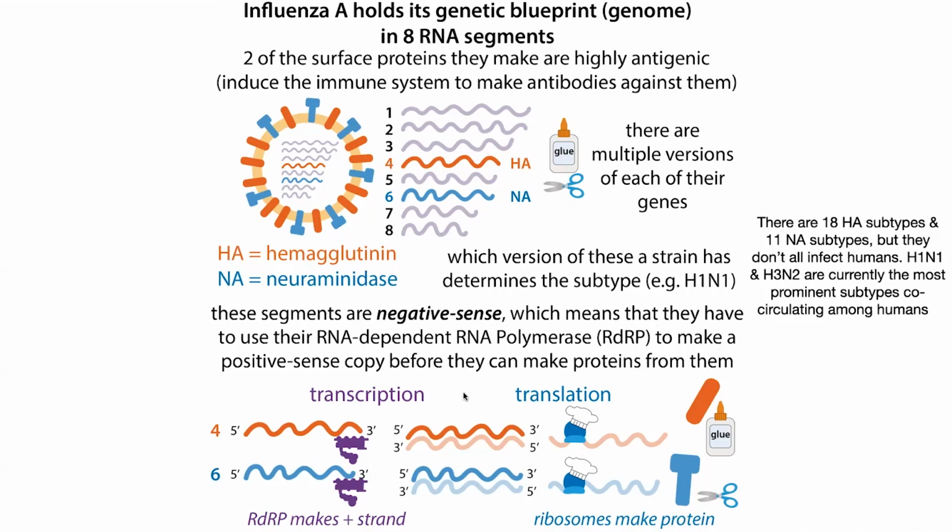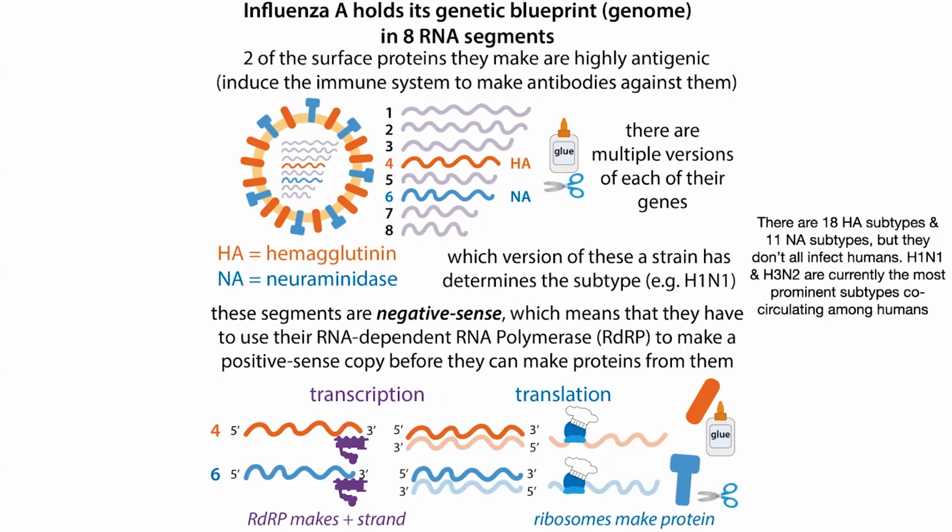And so this is an extra step if you compare it to the coronavirus, which is a positive strand virus. It doesn't have to undergo this step in order to make proteins, but it still does need an RDRP in order to replicate. But the influenza virus has to go through this step of making an RNA copy before a protein can get made. This is a little technical detail, which is also going to influence mutation rates.